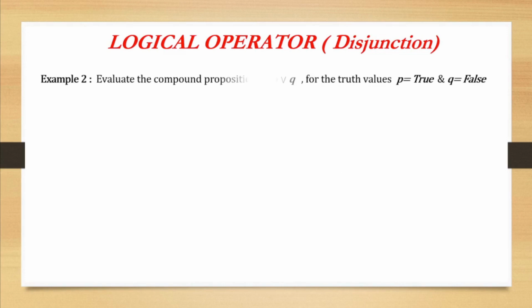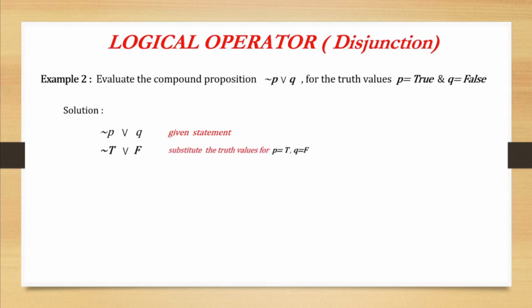Example number 2. Evaluate the compound proposition negation P or Q for the truth values P is true and Q is false. The given statement is negation P or Q. The first step we need to do is substitute the truth value for P, which is true, and the truth value for Q, which is false. Then this is now our updated statement, negation true or false.